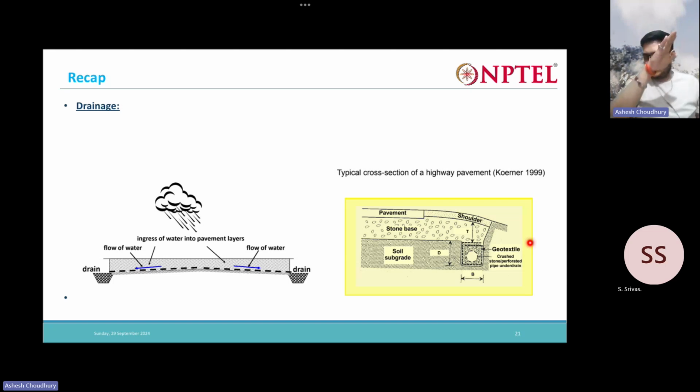Now you should be able to carry a large amount of water through it. When I say through it, I mean inside it. So water should flow within the geotextile, or whatever the geosynthetic is, and it should finally drain out. So that is one.